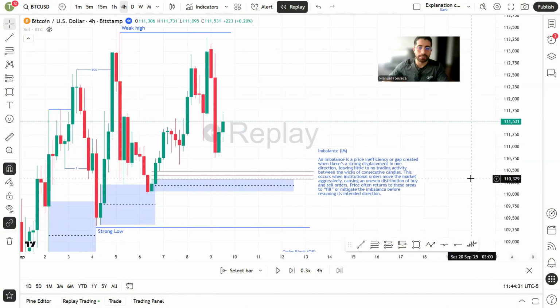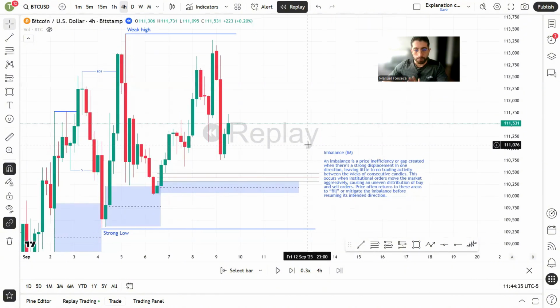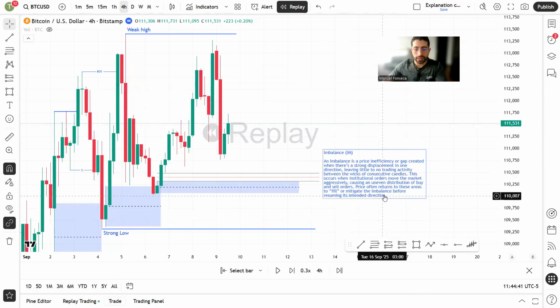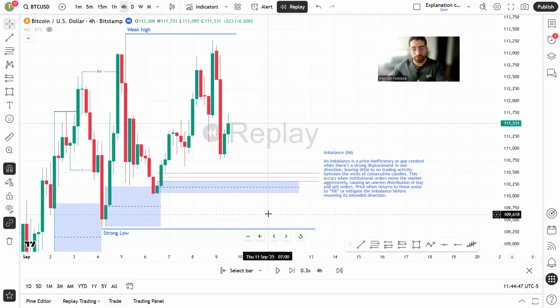has a very similar reaction as the order blocks. They become non-mitigated areas that are uneven, or create an uneven distribution between buy and sell orders, right? So most of the time the price returns to these areas or these gaps to fill them, mitigate them, or balance them, okay, before it resumes its bullish movement, as in this example.